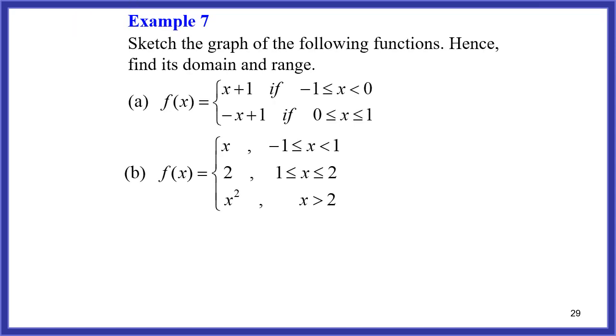So let's see the example directly. Sketch the graph of the following function. Hence, find its domain and range. If you notice here, we have this brace bracket. So this function f(x) is separated into two functions. The first one is x plus 1, for the value of x from negative 1 to 0. And the second part for this f(x) is negative x plus 1, if x is from 0 to 1.